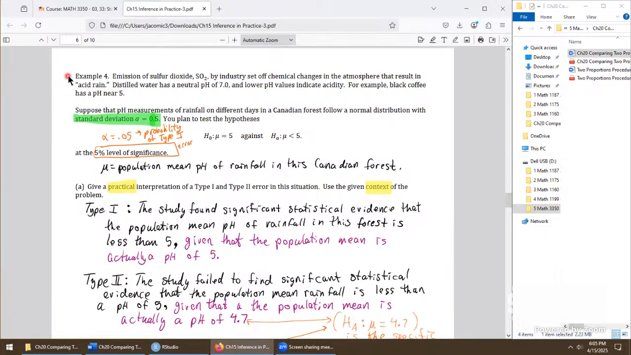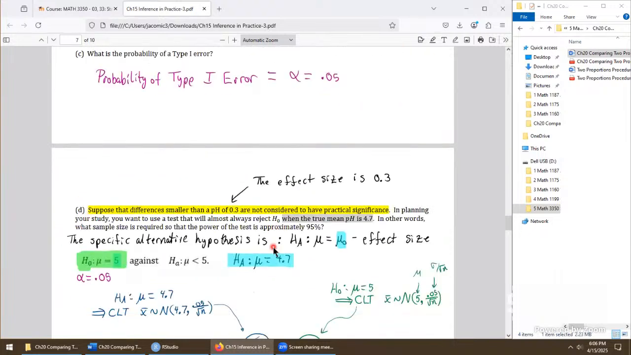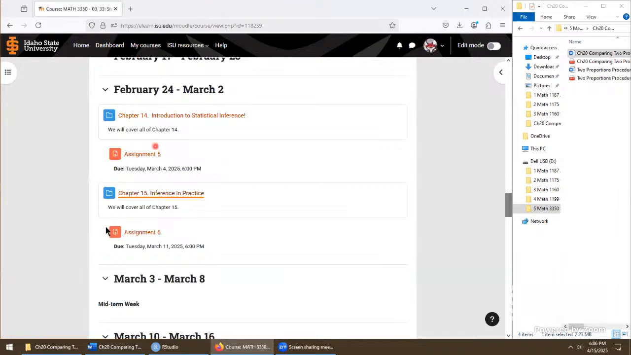Another problem might be something along example 4. We're saying what a type 1 error is, what a type 2 error is, then analyze which error might be more concerning. I might ask you to select a significance level alpha, depending on how concerning you feel the type 1 error is, and then maybe do a power analysis. Already that's a pretty big question, so I might have to walk that back a little bit and shorten it up. But those are the things that could happen in chapter 15.